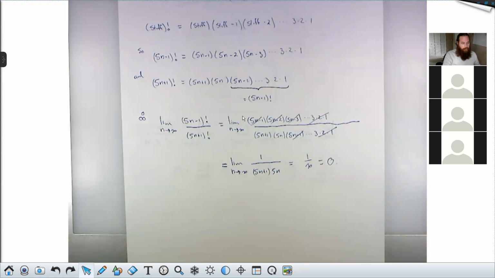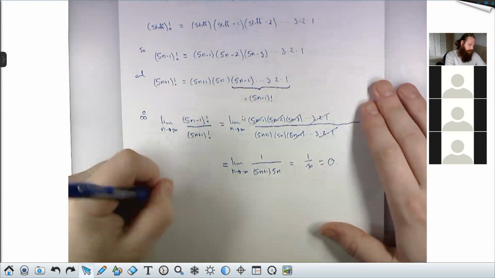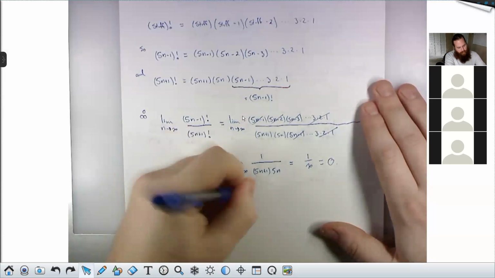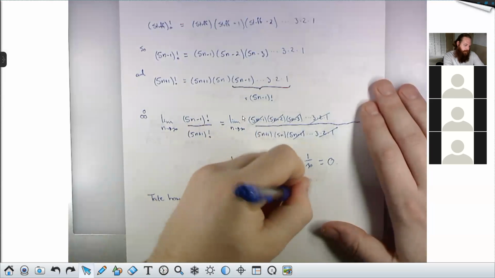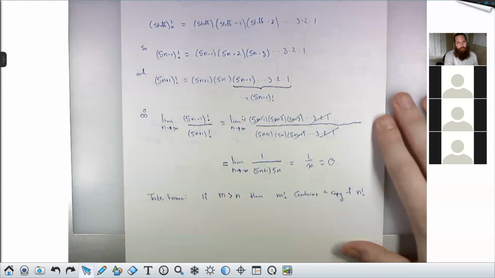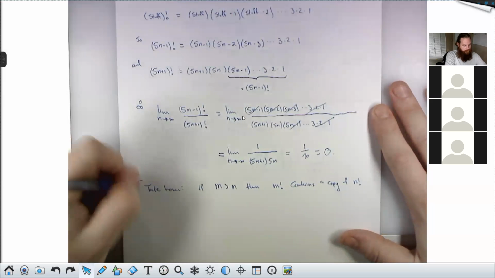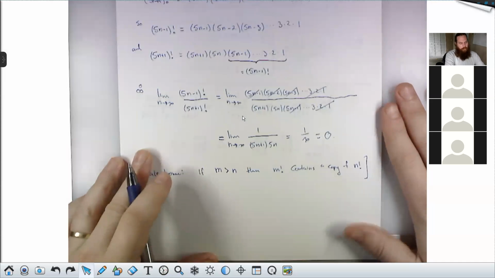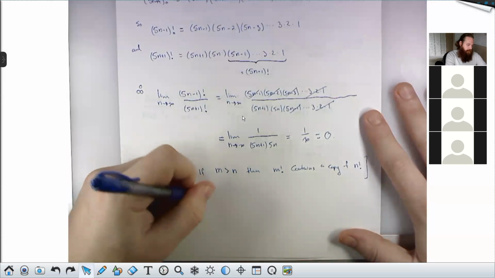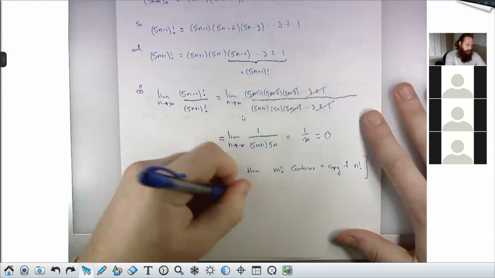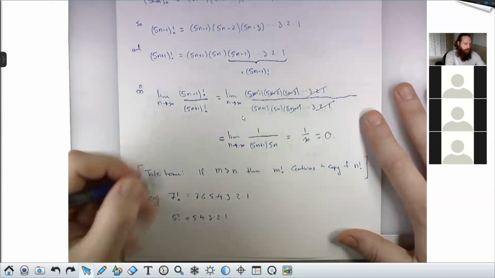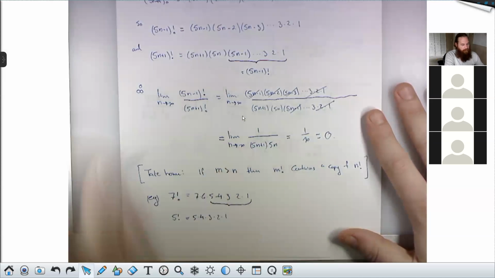It's a good one. And the main take home: if m is bigger than n, then m factorial contains a copy of n factorial. So that's something that you will want to remember. Like 7 factorial is 7 times 6 times 5 times 4 times 3 times 2 times 1. And 5 factorial is 5 times 4 times 3 times 2 times 1, which is this piece of 7 factorial.